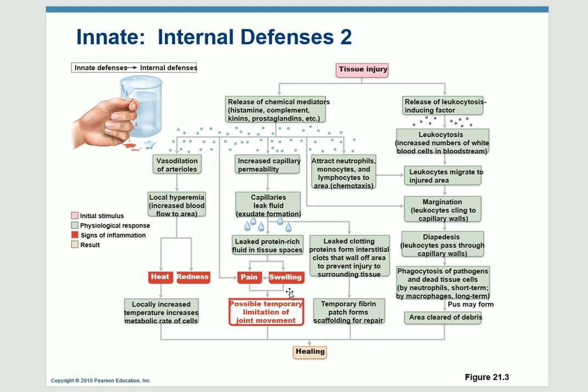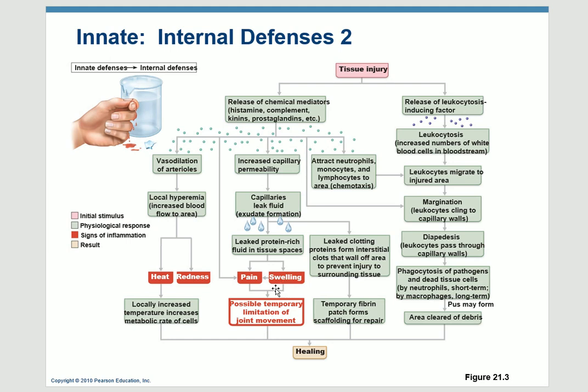The third one that can happen is your capillaries become more permeable, so increased capillary permeability. And leak fluid into the tissues, which becomes interstitial fluid. So it was plasma in the capillaries, it was lymph in the lymphatic capillaries, it's interstitial fluid outside of the capillaries. All this fluid in the tissues we would look at externally and see swelling. So boom, now we're down leaked protein-rich fluid in tissue spaces, we're at swelling.